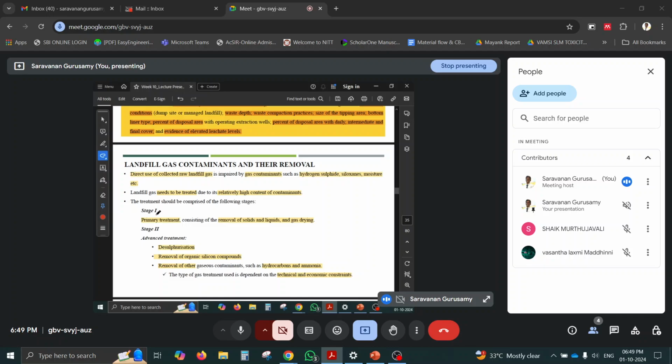So we have two stages of treatment. One is primary treatment, which first removes solids, liquid, and does gas drying: solids like siloxanes, then liquid like moisture, then gas drying. The second stage is advanced treatment. We will remove H2S by desulfurization, then organic siloxanes by removal of organic silicon compounds. Then other harmful gases like hydrocarbons and ammonia will be removed. All this treatment technology will be based on technical feasibility and economic constraints.